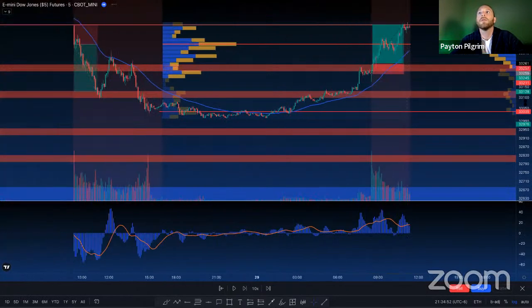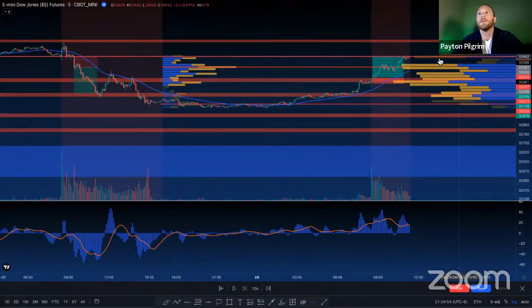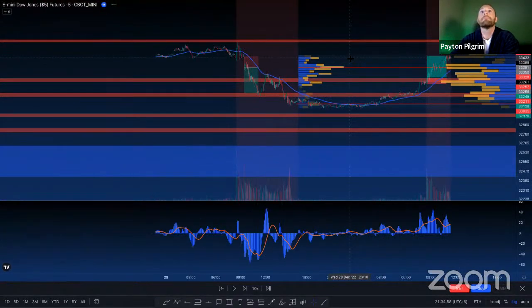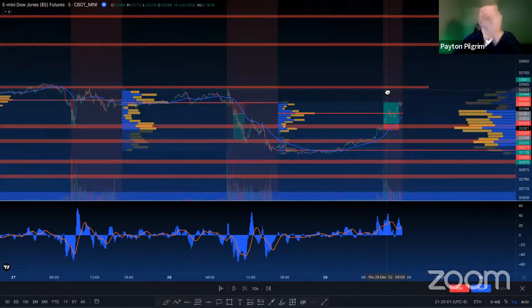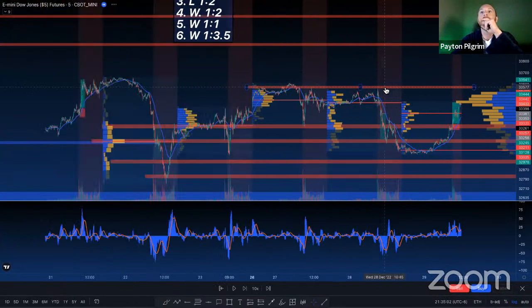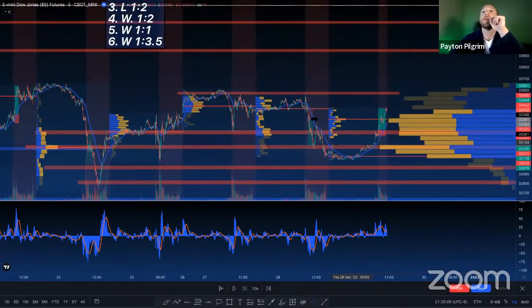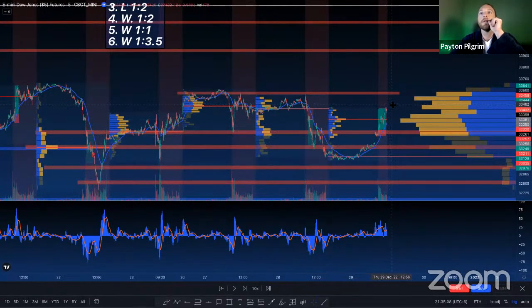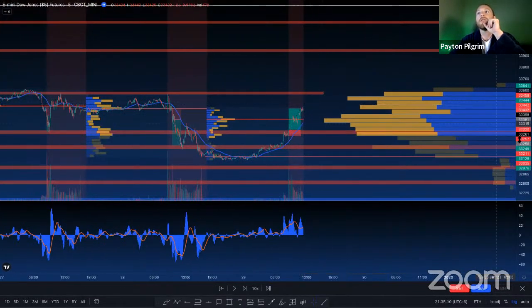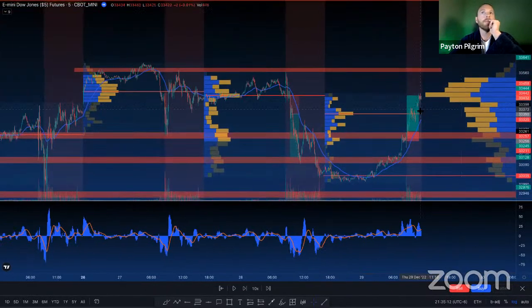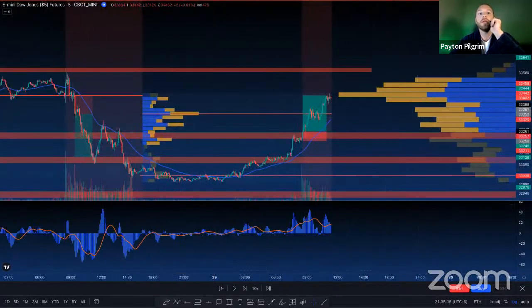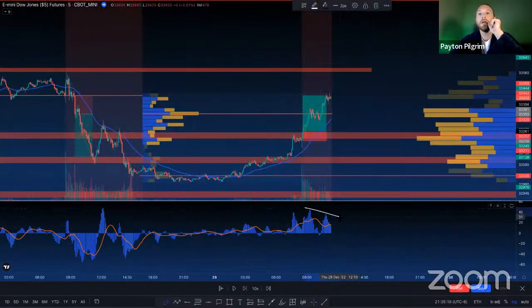Okay, so these levels are working great. We can take this point of control off now because that hit. Let's see if we start to break up above this area. We're getting a little bit of divergence. Let's talk about that. All right, a little bit of divergence. We should see a correction.